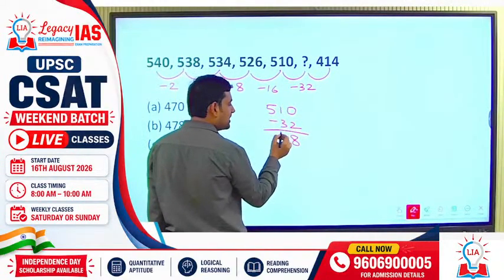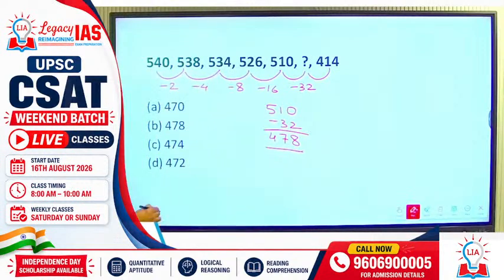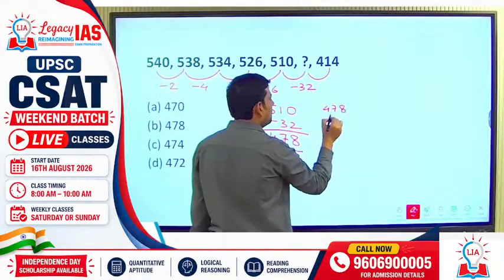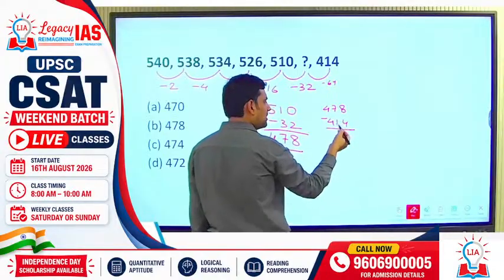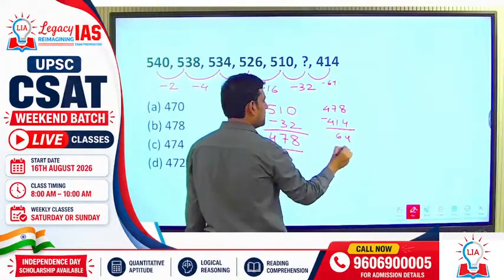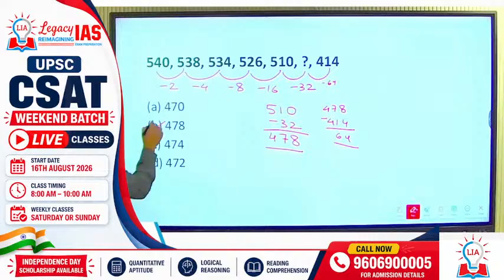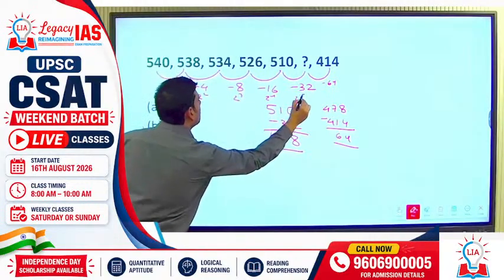Correct. 10 minus 3 is 7. This becomes 4. 478. Now you should check 414 also. So 478 minus 64 should give you 414, or you just subtract them. This becomes 4, this becomes 64. B becomes the answer. These are what? These are powers of 2. 2 power 1, 2 power 2, 2 power 3, 4, 5.